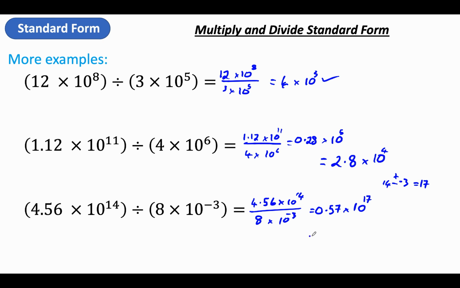But our number is still not in standard form, so we need to adjust it. 5.7 times 10 to the power of, well, this number has got one place bigger, so my 17 is going to get one smaller to go down to 16. Good stuff. So I'm going to get a little tick on there, a little tick on there. Happy days.